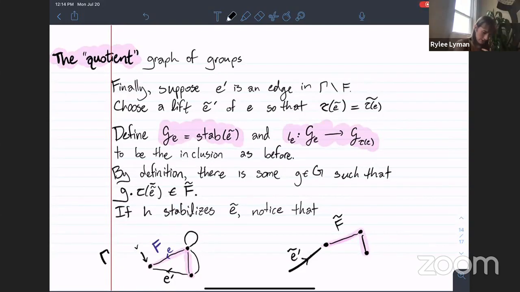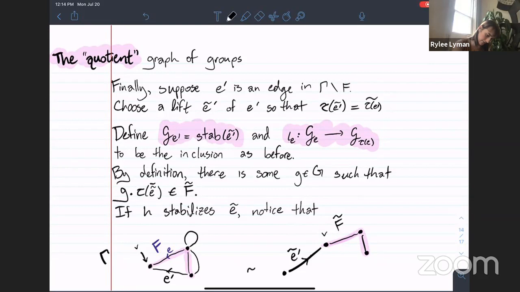Great. So I wrote that confusingly here as saying that the terminal vertex of my lift is the lift of the terminal vertex. Okay. And I'm going to do the same kind of thing. I'm going to define the group associated to that edge to be its stabilizer, or the stabilizer of its lift. And I have one of my inclusions for free. If I stabilize this edge right here, then I also stabilize its incident vertex. So I have an inclusion that will give me an injective homomorphism of groups. Great. But what do I do about my other one?